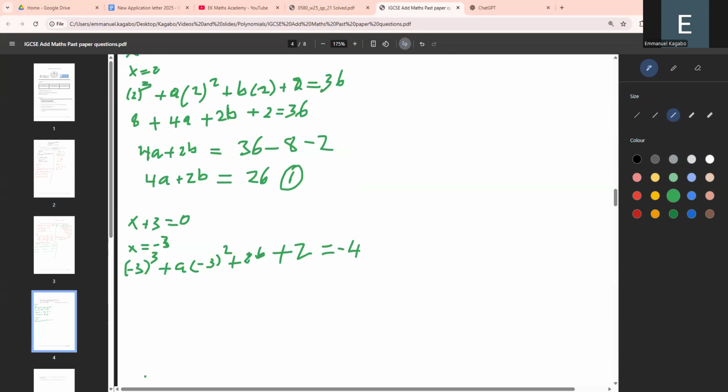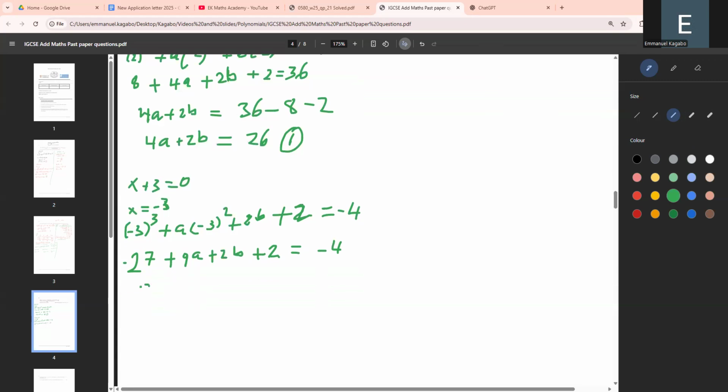Okay. Now, can I simplify my stuff? Minus 3 to the power 3 gives me minus 27, plus 9a. Okay, is that okay, guys? 9a plus 2b. Okay, I hope we are together. Then plus 2, guys. Okay, plus 2, then equals to minus 4. Okay, you can check what I've done. Is that okay, guys? This is minus 27, and this is 9a. This is 2b, then plus 2 equals to minus 4.